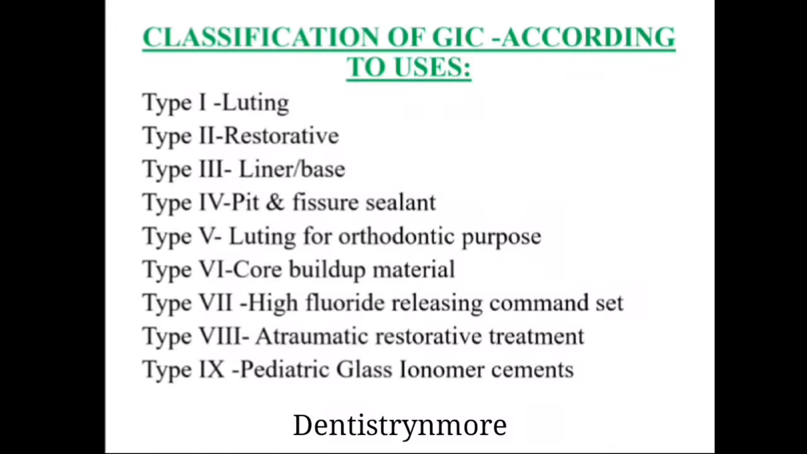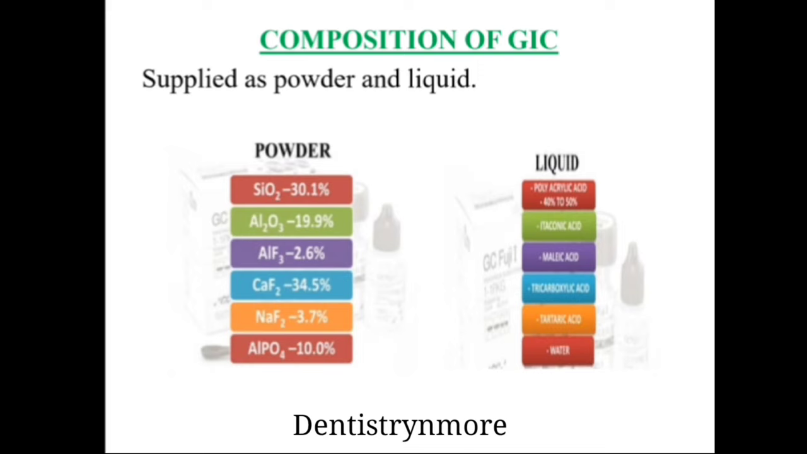And this shows the composition of the glass ionomer cement, that can be supplied as both powder and liquid. The powder you can see based on the percentage, and the liquid includes polyacrylic acid, itaconic acid, maleic acid, tricarboxylic acid, tartaric acid, and also water.